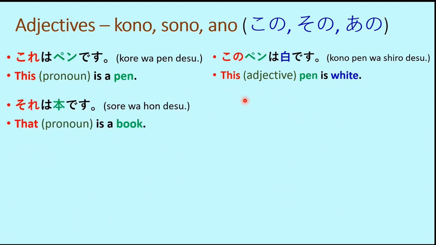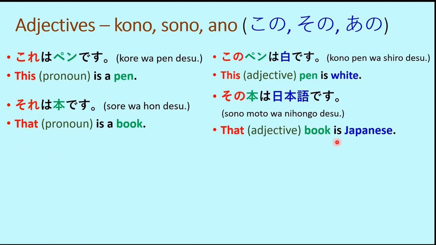So let's take another example. That is a book. Sore wa hon desu. This we have seen earlier. Sore wa hon desu. And that book is Japanese. So which book is Japanese? That book. So here that tells about a particular book, and so that is used as an adjective here. So it becomes sono hon wa nihongo desu. Sono hon wa nihongo desu.